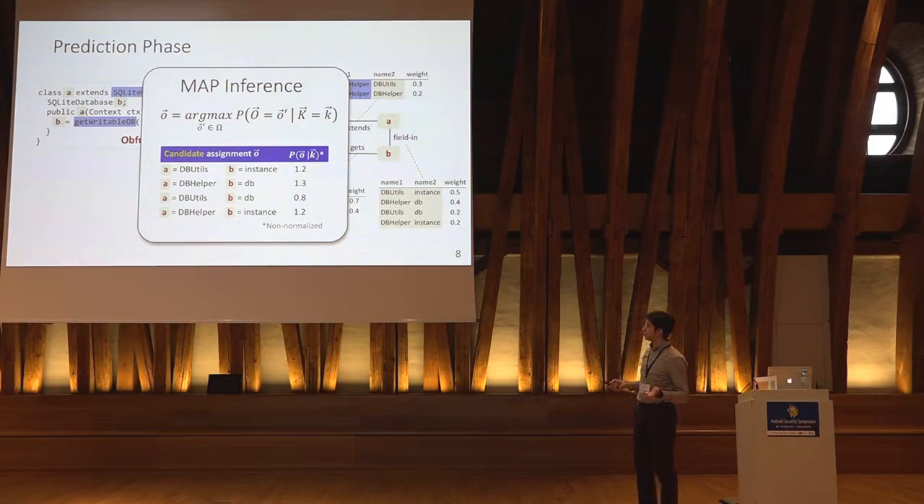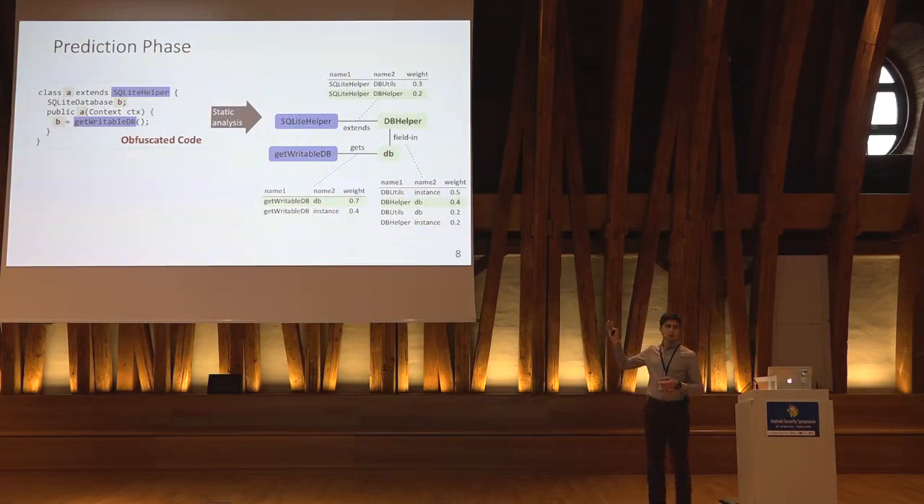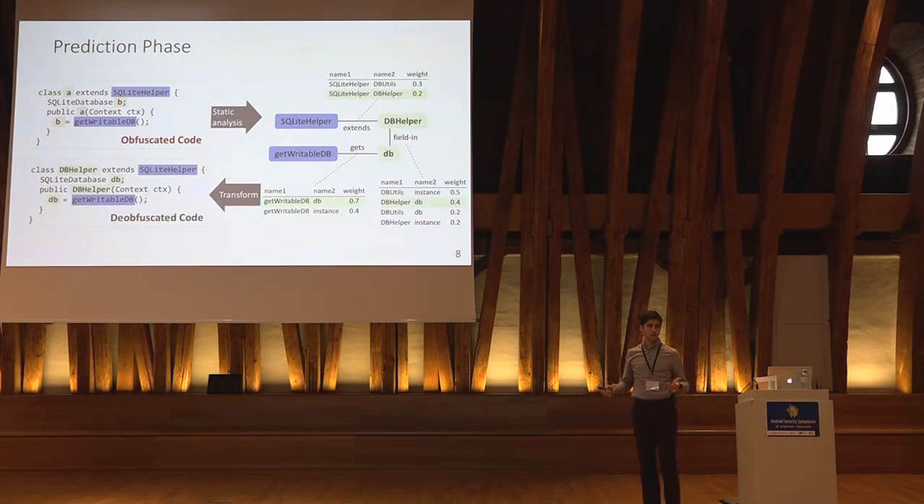So here we have 4 combinations, and to pick the highest one, we run MAP inference. Okay? In practice, of course, we cannot brute force and go over all possible combinations of names because these are very, very large graphs. But using MAP inference, we can approximate that result. In this case, it should return the second row because this has the highest probability score of 1.3. Once we have done that prediction using MAP inference, this gets plugged into the graph. So we know the new names, and finally we can transform the application by plugging these names into the final source code. And that's the output. As output, we get the deobfuscated code of the application.